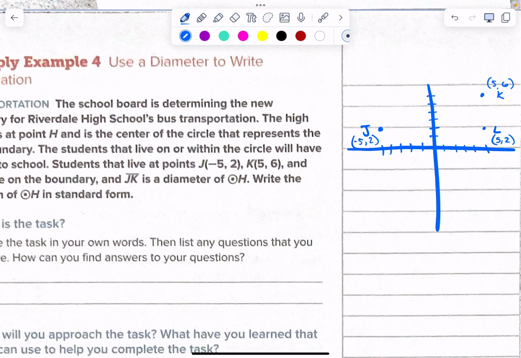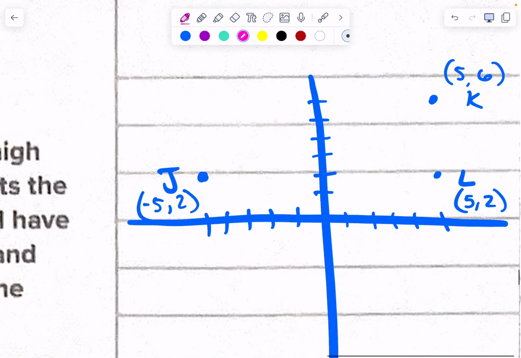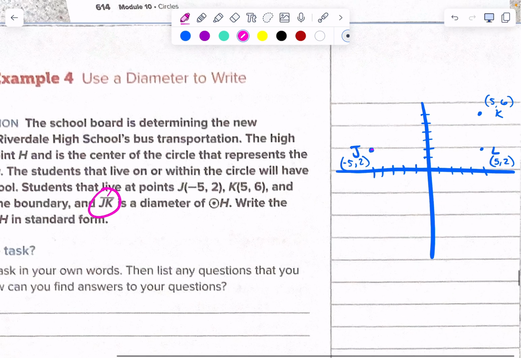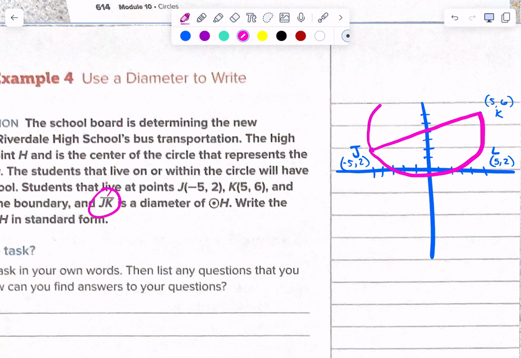This is very confusing. How the heck is this thing graphed? How do I draw a circle? What's the center again? H, which we don't have. We don't have a point for H. J to K, they say J to K is the diameter. Oh, I guess I was reading that wrong. So this is the diameter right here, and then my circle is going like this. That's not a very good circle. We want to know H, and H is the center. I'm guessing H is on the y-axis, but we're going to find out in a second.